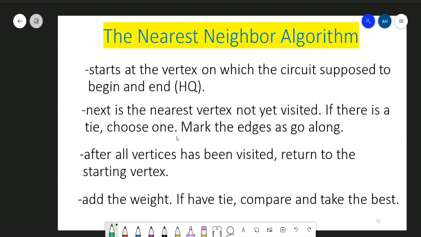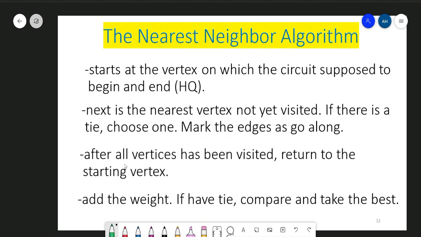Sometimes the distance from point A to point C and from point A to point D are the same. This is what we call a tie, when the values at two vertices are the same. Choose one first, and then maybe we can compare later on. Then every time you follow an edge, you have to mark it as you go along.